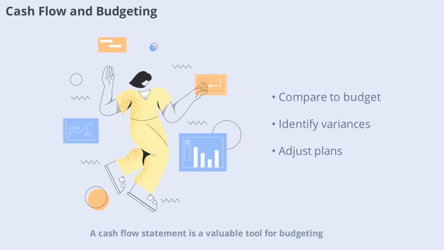A cash flow statement is a valuable tool for budgeting. By comparing actual cash flows to your budget, you can identify variances and adjust your plans as needed. This ongoing process helps you stay on track and achieve your financial goals.